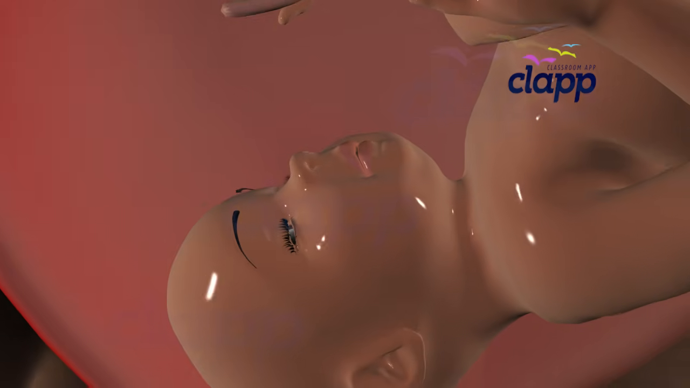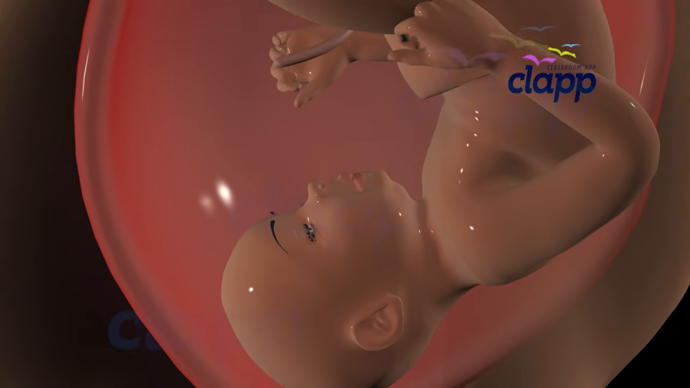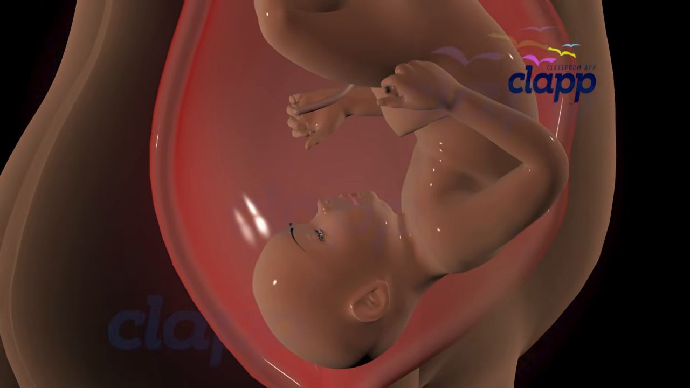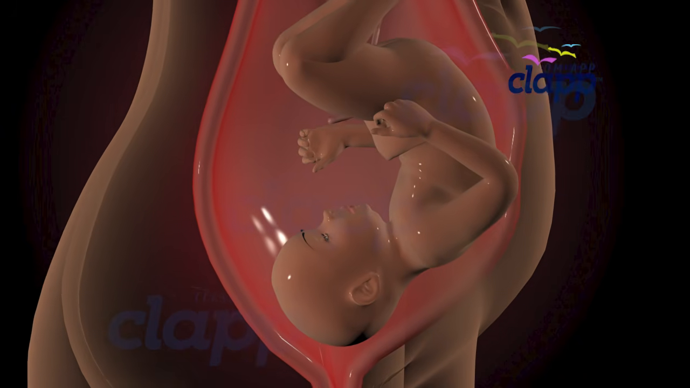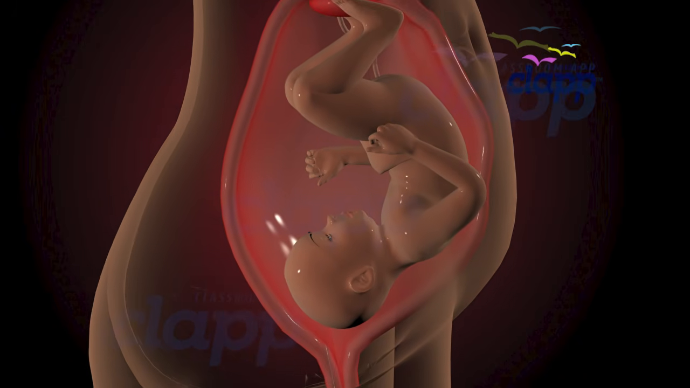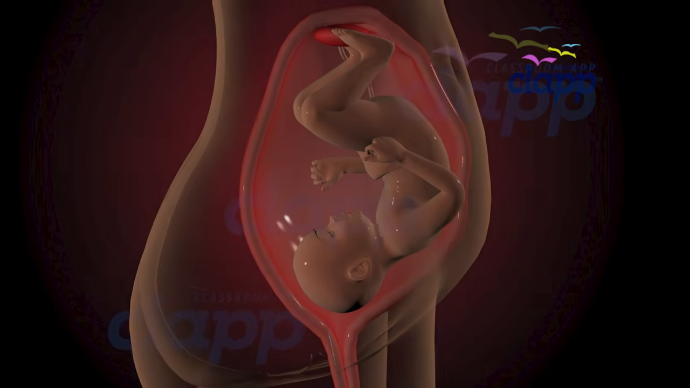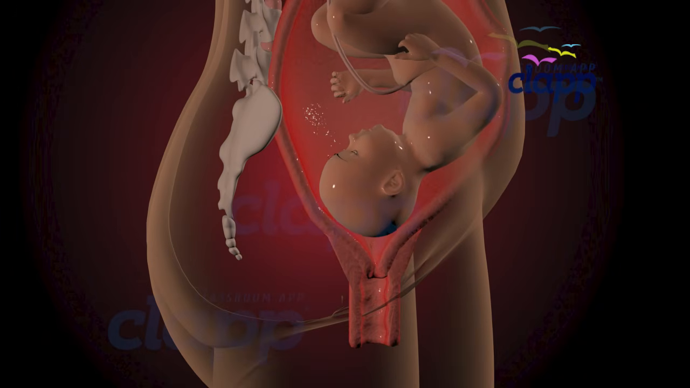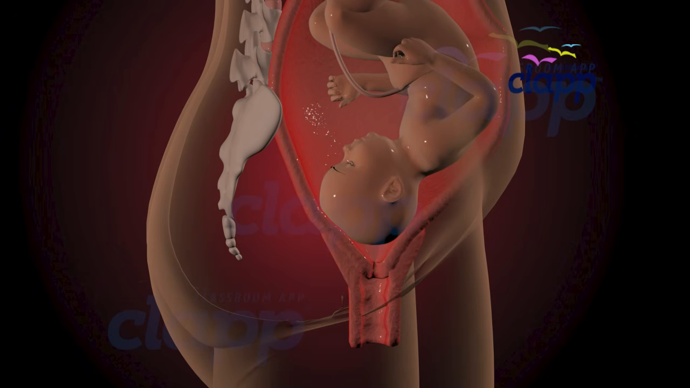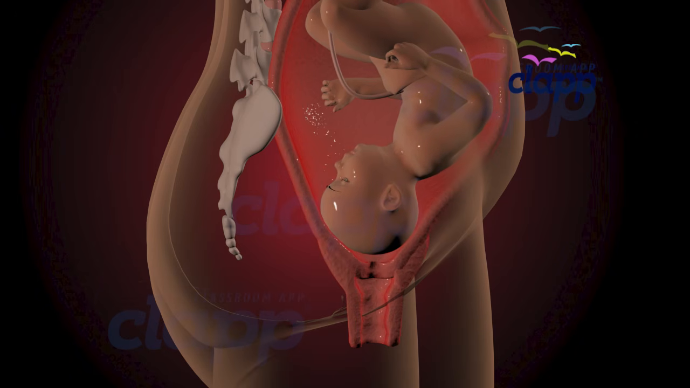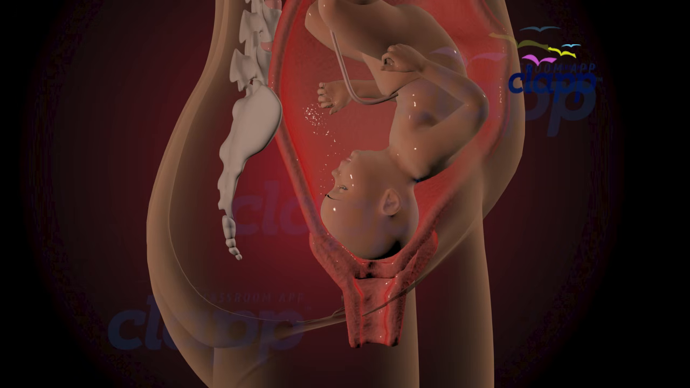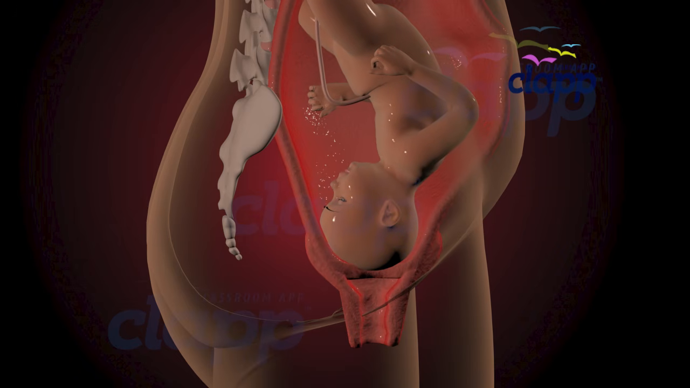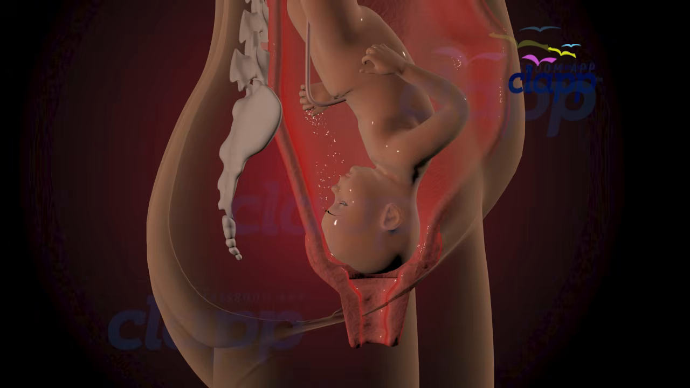And finally, the moment arrives, the miracle of childbirth. Childbirth typically begins with the onset of early labor, which can last for several hours or even days. During this stage, the cervix begins to dilate and efface in preparation for the baby's descent through the birth canal. With each contraction, the mother brings her baby one step closer to meeting the world.